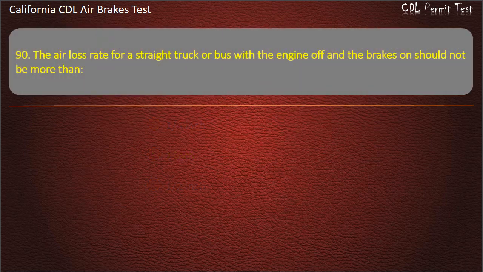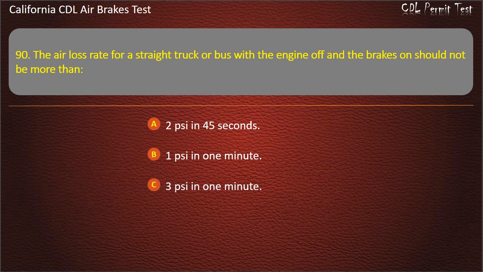Question 90. The air loss rate for a straight truck or bus with the engine off and the brakes on should not be more than: 2 pounds per square inch in 45 seconds; 1 pound per square inch in 1 minute; 3 pounds per square inch in 1 minute. Answer. 3 pounds per square inch in 1 minute.